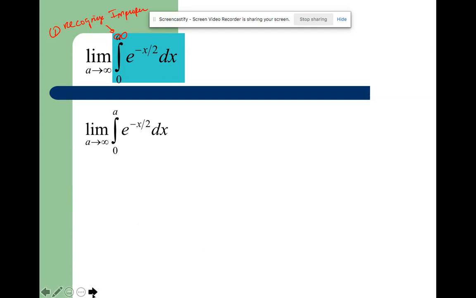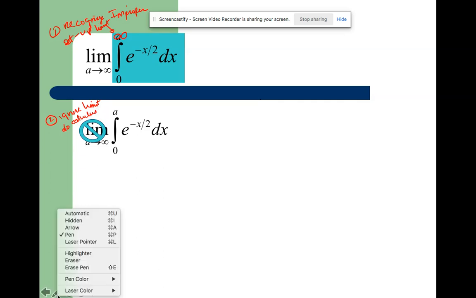I'm going to focus just on the green part. I'm going to ignore the limit. Recognize improper, set up the limit. Step 2, ignore the limit and do calculus.